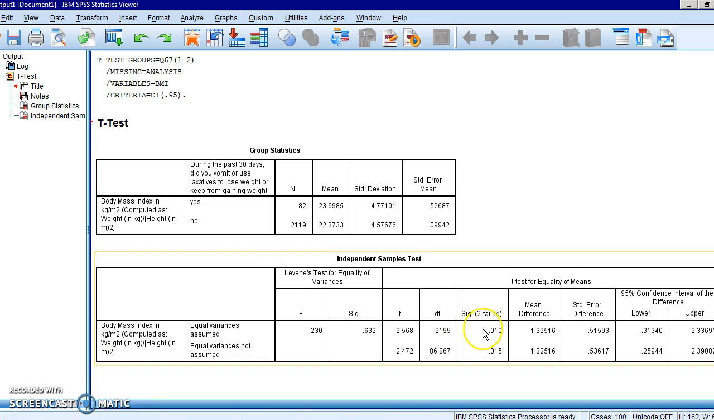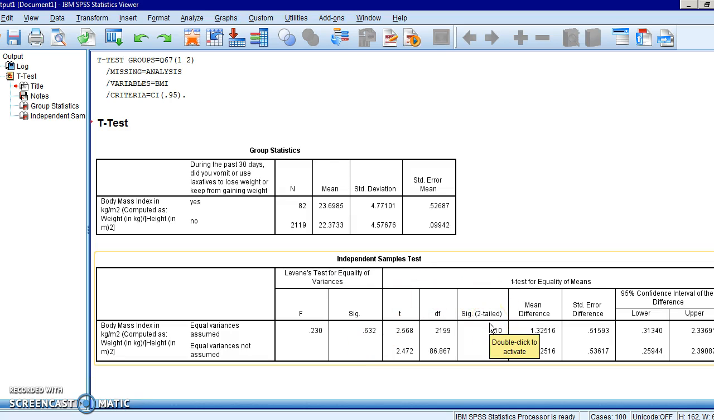Next you go to the p-value that's under your t-test for equality of means. Our p-value is 0.010, and that is larger than 0.05. Since it is larger, that means there is no statistically significant difference. So these means, in essence, are the same. Then you will be able to stop because you have answered your research question. There are no differences between the two groups.